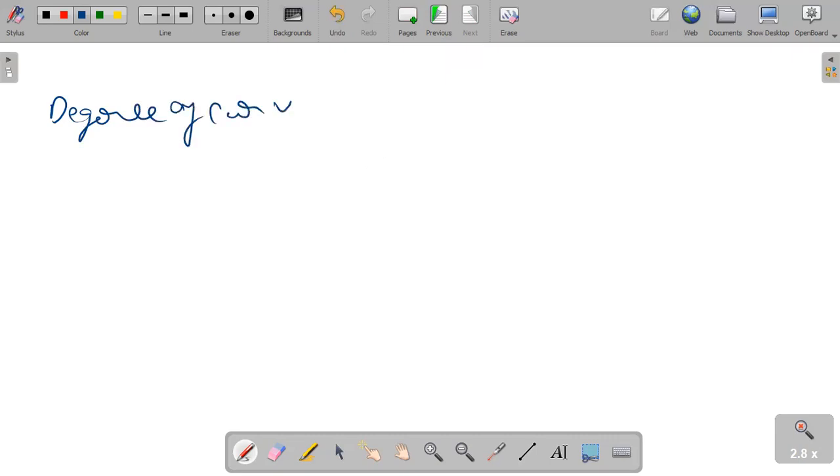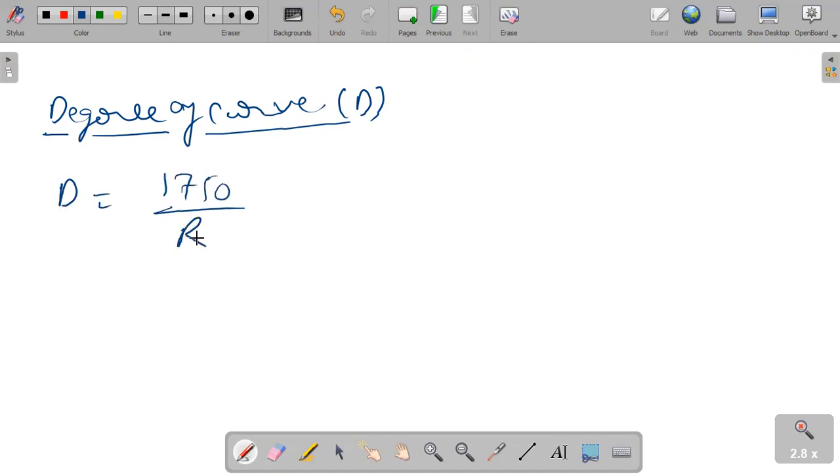Degree of curve. Basically, it is denoted as D. Okay, and we have a formula for that. D is equal to 1750 divided by R, where R is radius.